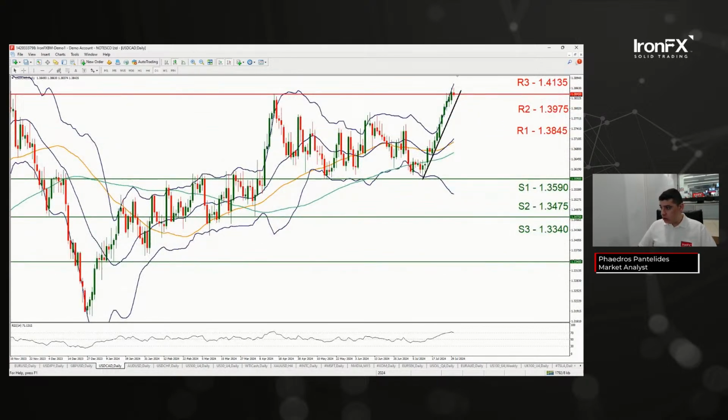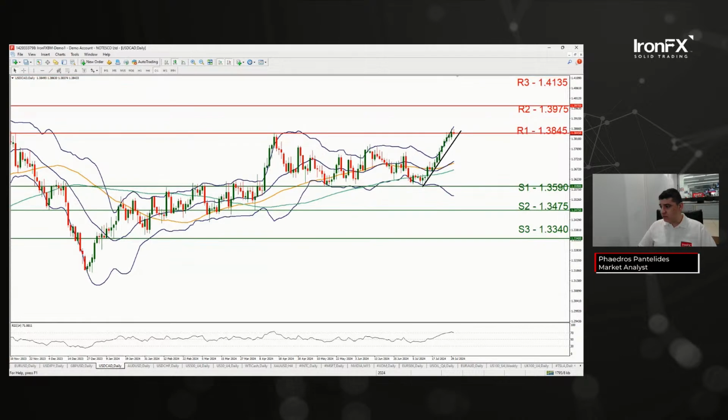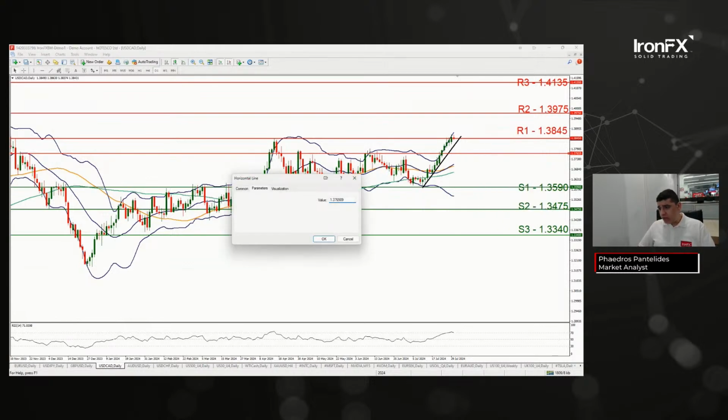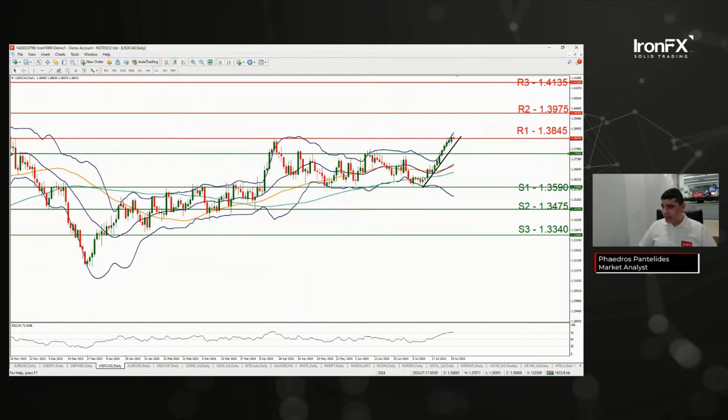Moving on to the Loonie, so USD CAD, it has moved up to our R1 resistance level at 1.3845. With this most recent movement, it is prudent for us to move our S1 support level to a higher point, and that would be at 1.3765. That is my new S1. I'm liking how this upward moving trend line has been validated. It has not been broken. It implies a bullish market sentiment for the particular pair.